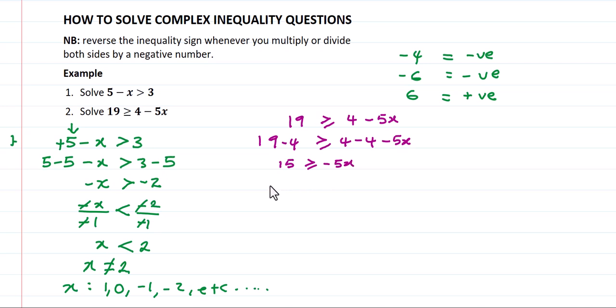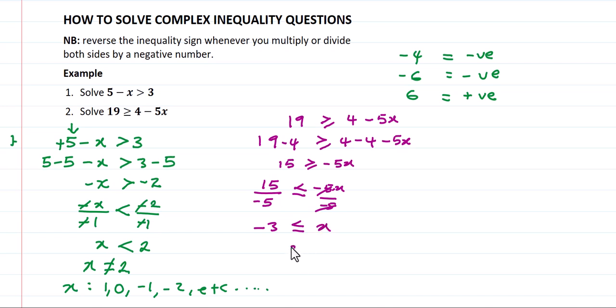So what's the next step? We divide both sides by the coefficient of our x, which is negative 5, right? Because it's a negative, we'll have to do what? Reverse the inequality. Don't forget that you have to flip that inequality sign. So we'll have 15 over negative 5 is less than or equal to negative 5x over negative 5. So 15 divided by 5 is 3, but remember the negative, and then less than or equal to, the negative 5s cancel out, and then we'll have x.